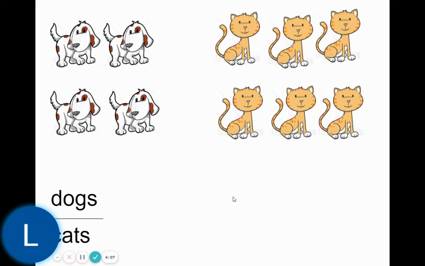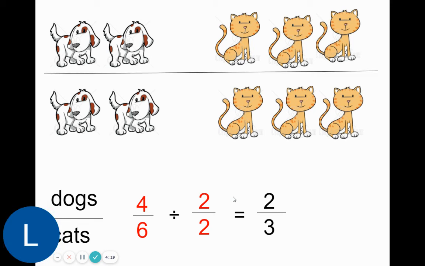So dogs to cats, change the picture up a little bit. This time I have 4 dogs and 6 cats. That can be reduced by 2 because they're both even numbers, and that would be 2 to 3. And if you look here, that line I just drew in, for every 2 dogs, there are 3 cats.